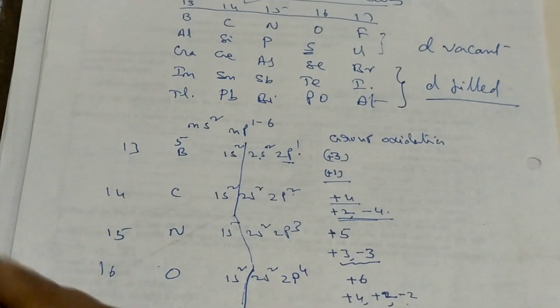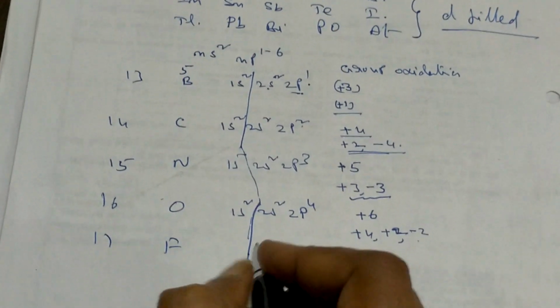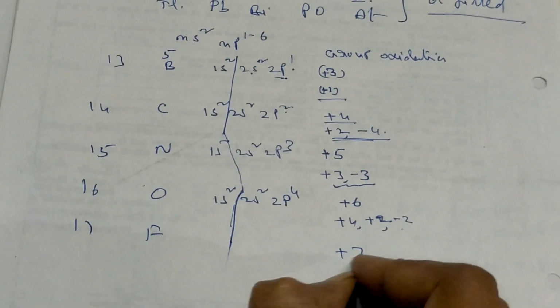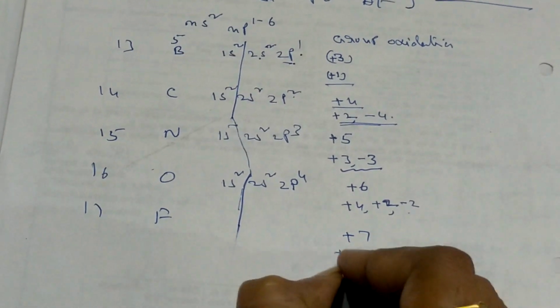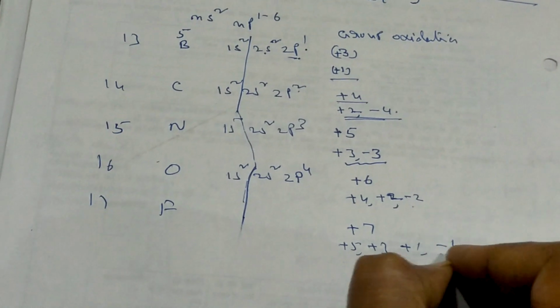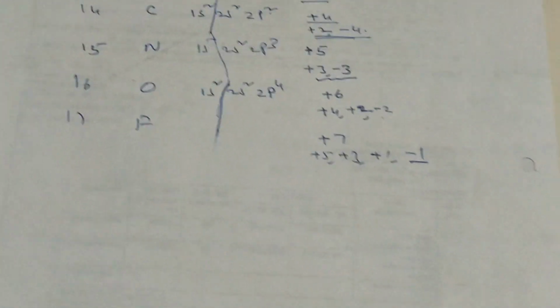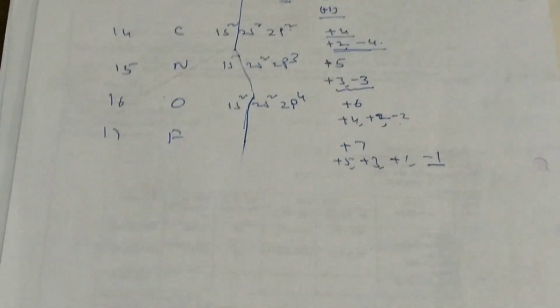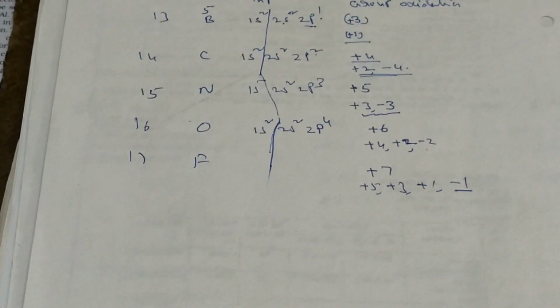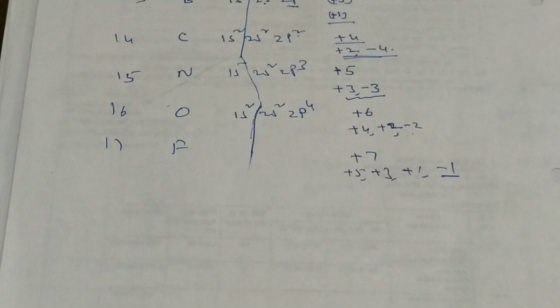Similarly, group 17 is the fluorine group. The group oxidation states are +7, +5, +3, +1 and -1. Normally fluorine will be only -1. Chlorine also is -1 only. Then onwards there will be so many variations.